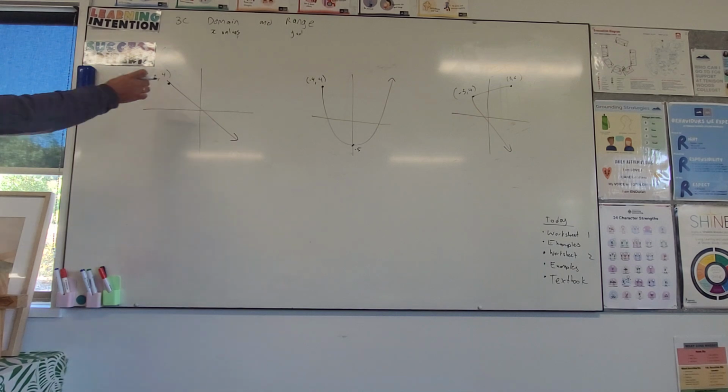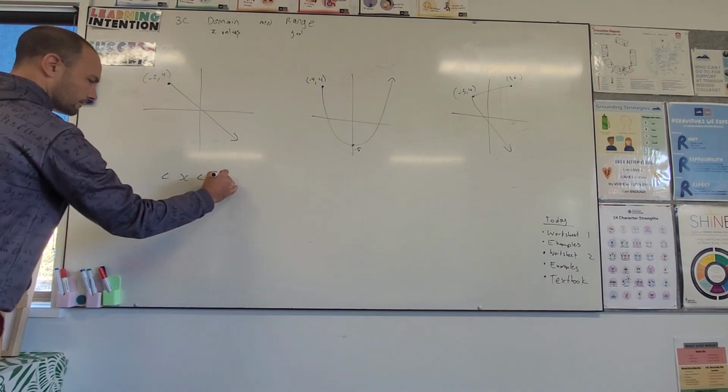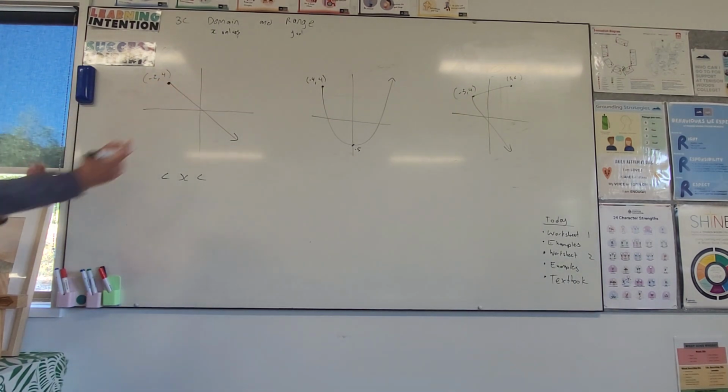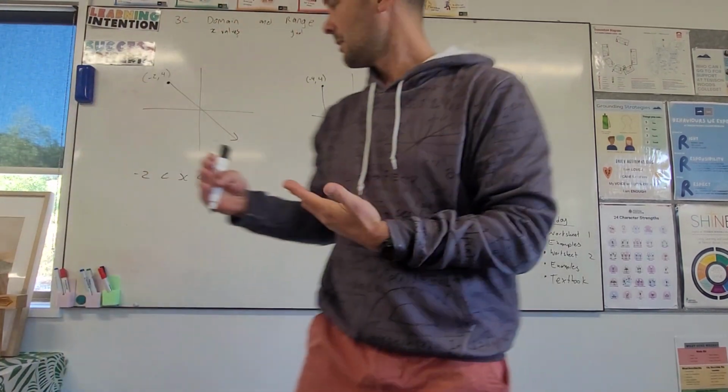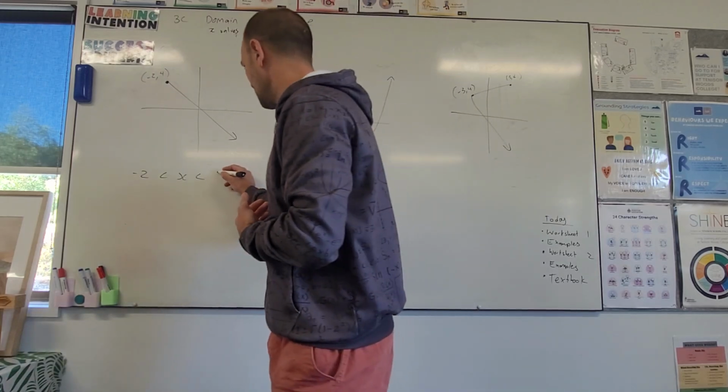So if we look at this one here, we'll start again with domain. And domain, we always go from the lowest value of x to the highest value of x. So the lowest value of x is the point furthest to the left. All right, this is very clearly defined for us. The point furthest to the left is -2. And then the point furthest to the right, we can see, is that it's going to infinity.